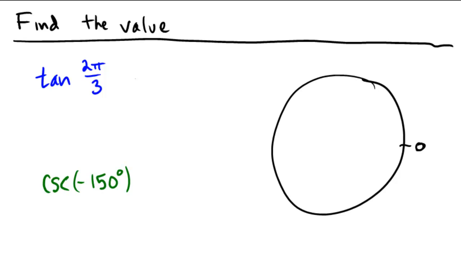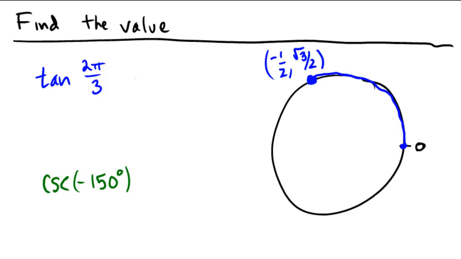Background to figure out the values of some special trig functions, trig values at specific angles. So our first one is tangent of 2 pi over 3. Starting here at 0, if I want to get to 2 pi over 3, I need to go up here and around past the pi over 2 marker to there. And the coordinates at that point are negative 1/2, comma, radical 3 over 2.